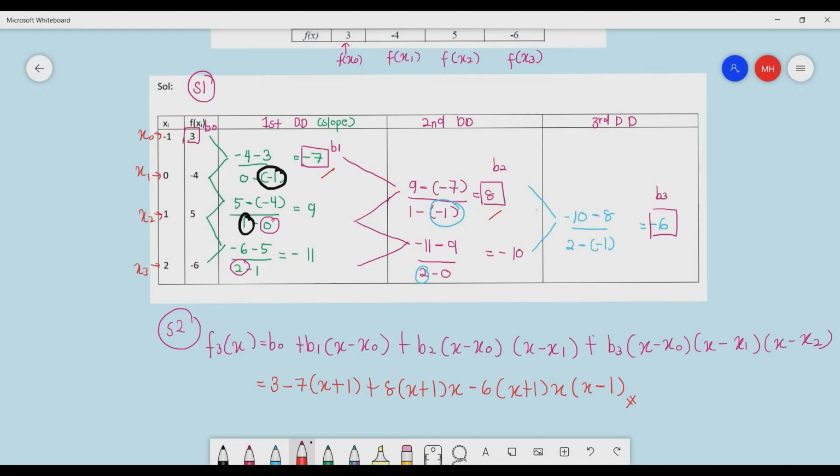I think that's all. It is enough to show how to solve and find the interpolated function using the Newton divided difference method.